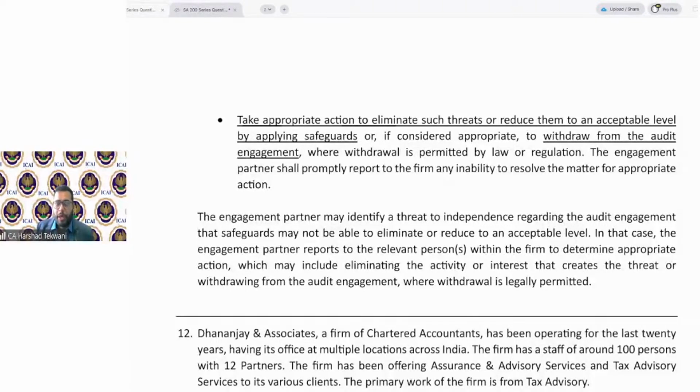Acceptable level. Okay, what do we mean by acceptable level? See, acceptable level is a level at which, when you identify a threat and bring it down to that particular level, the threat no longer can impact your engagement or your independence, or whatever way it was impacting you, it will not impact it. So bringing down to an acceptable level means bringing it down to such a level that the threat no longer will impact your independence.